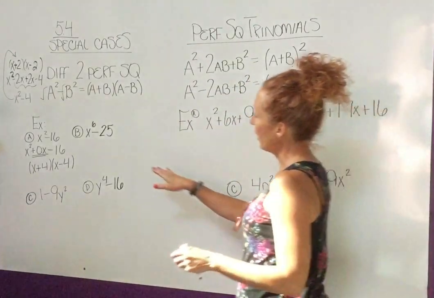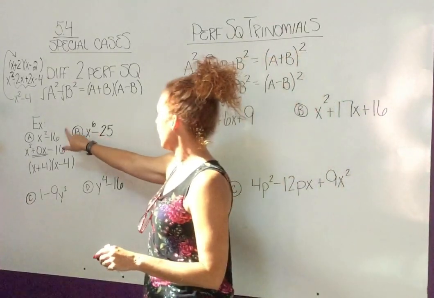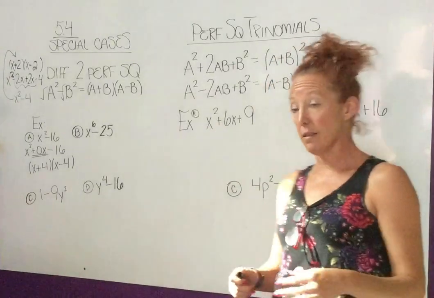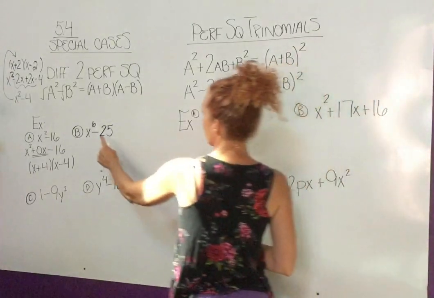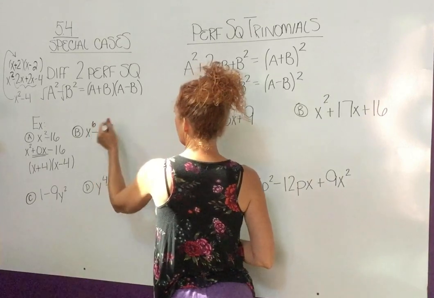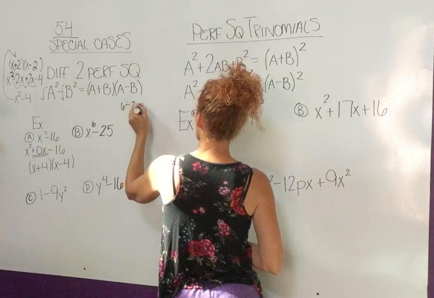Let's look at B. B varies just a little bit because instead of x squared, I wrote a larger exponent, x to the 6th. When you're given a problem that has a larger exponent than just that 2, just take that exponent and divide it by 2.